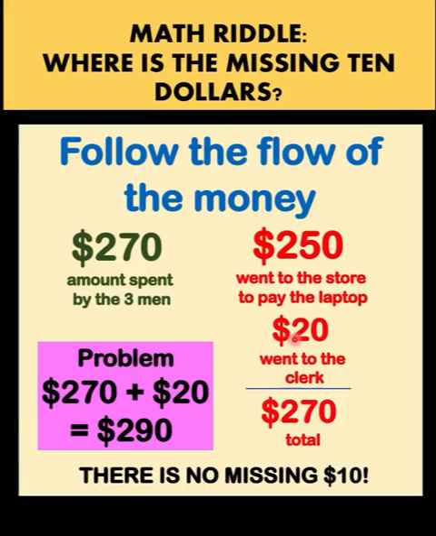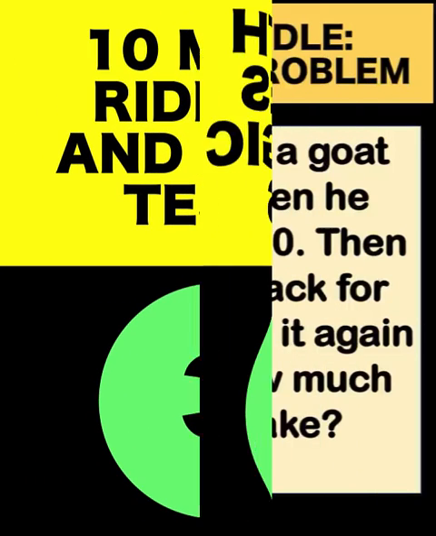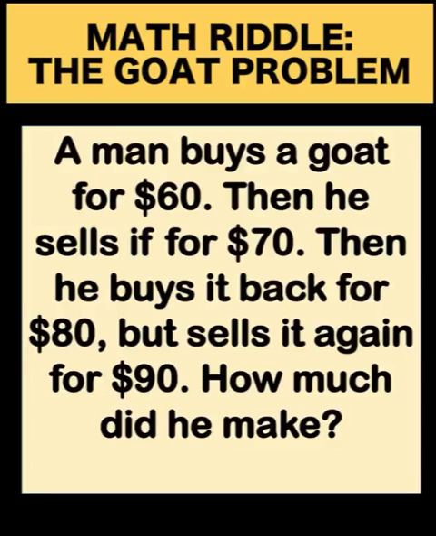So nothing is missing. Some of our followers are debating on how to solve this viral problem. And so we created this video. Here is the problem. A man buys a goat for $60. Then he sells it for $70. Then he buys it again for $80 and sells it again for $90. How much did he make?